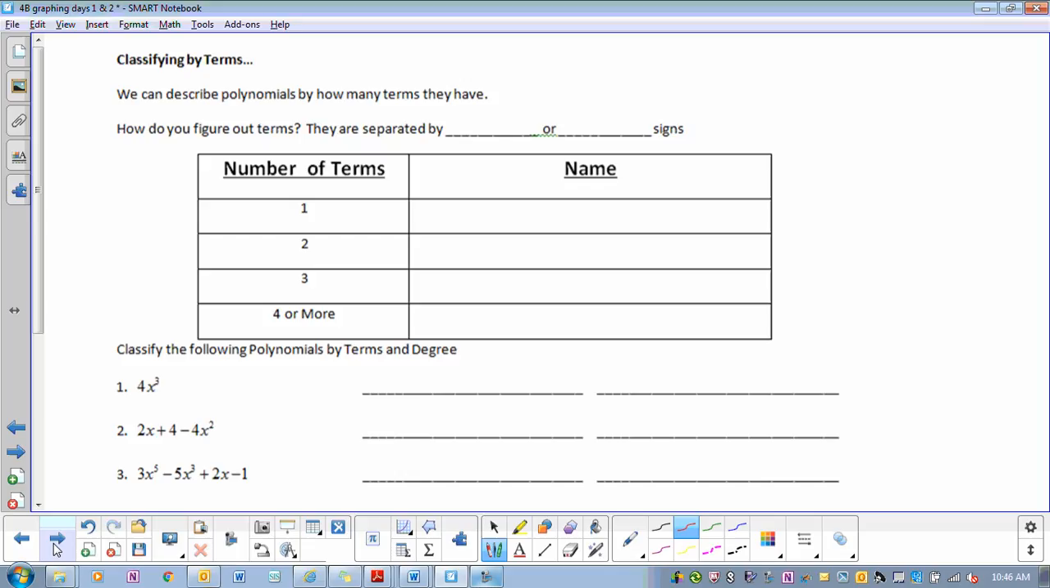All right. So what we did was we just classified these functions by the degree. So by the exponent. We look at the exponent, we can say what type it is, right? Like x to the third is a cubic. Well, the next thing you can do when you classify these is you can classify them by terms. So how do you figure out how many terms? Well, the terms are going to be separated by a positive or negative sign. And you actually already know this, okay?